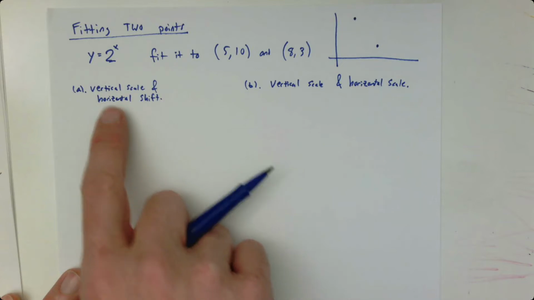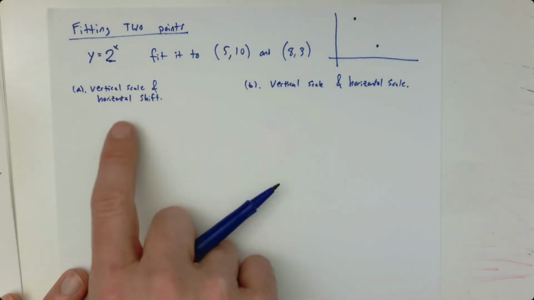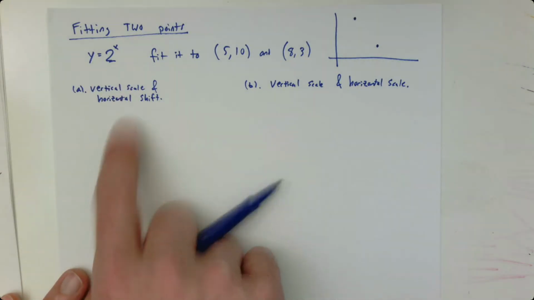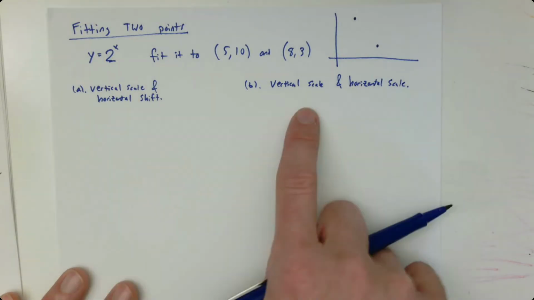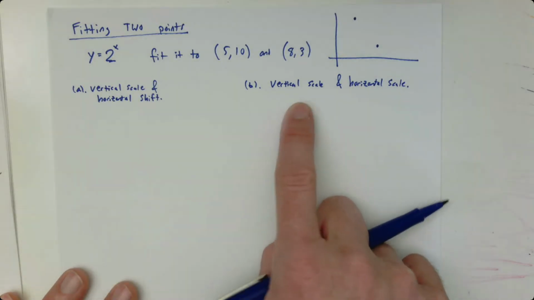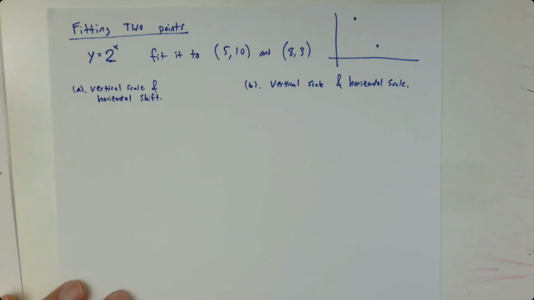So first, try and rewrite this family, but with a vertical scaling factor and a horizontal shift. And then before you solve it, go ahead and write the same equation, but this time with a vertical scale factor and a horizontal scale factor. So pause it, write your two equations.